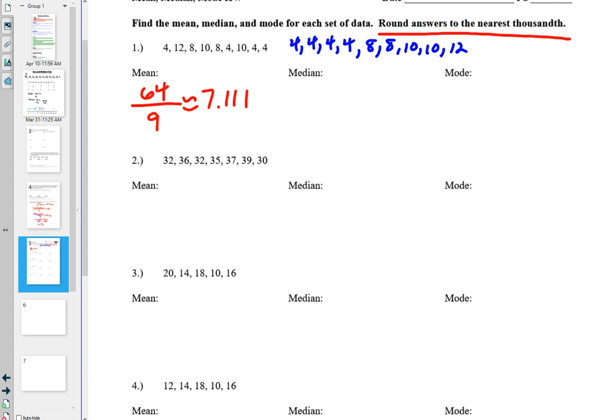There are 9 numbers in this set. Is 9 an odd number or an even number? Odd. So when it comes to median, that means there should be exactly one number in the middle. Here it's going to be the 5th number. The 5th number here is 8. So 8 is the median. And then mode is the one that is most frequently occurring. What's the mode here?